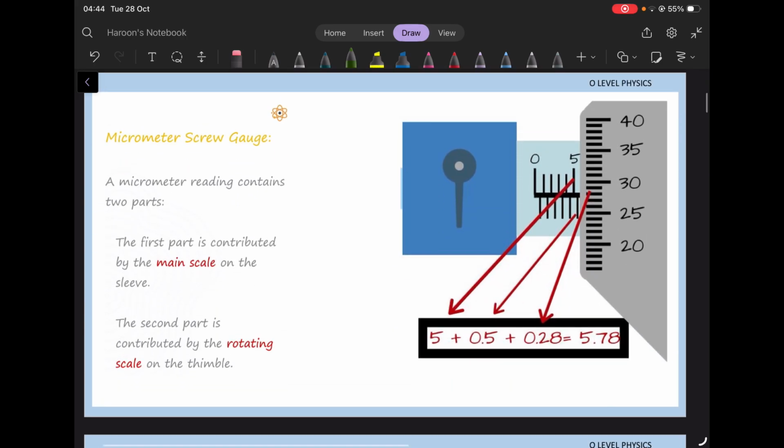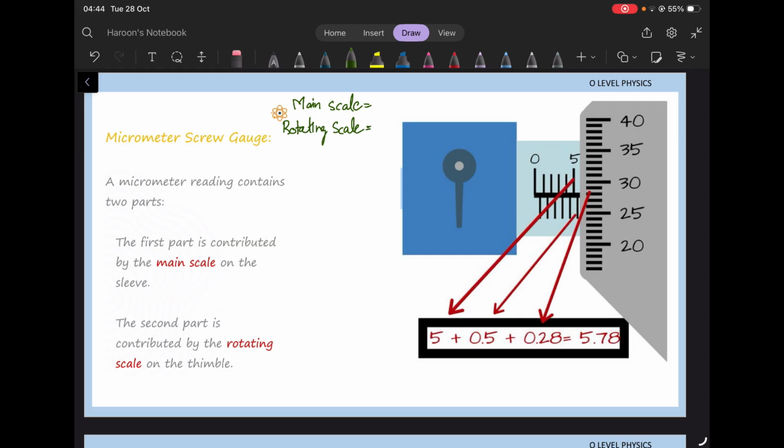Now, how do we take the reading of the micrometer screw gauge? So for micrometer screw gauge, we have two parts. One is the main scale reading, and the second one is the thimble scale reading, or the rotating scale reading. So rotating scale, we call it thimble scale as well, fractional scale. There are multiple names for it.